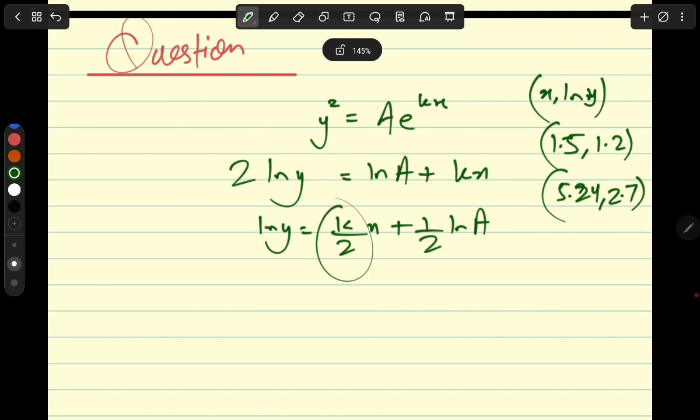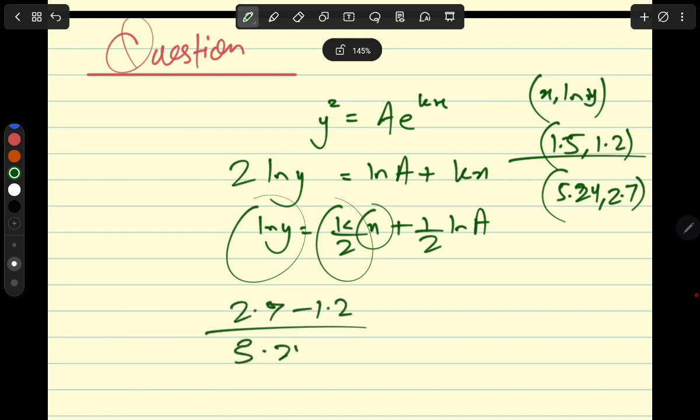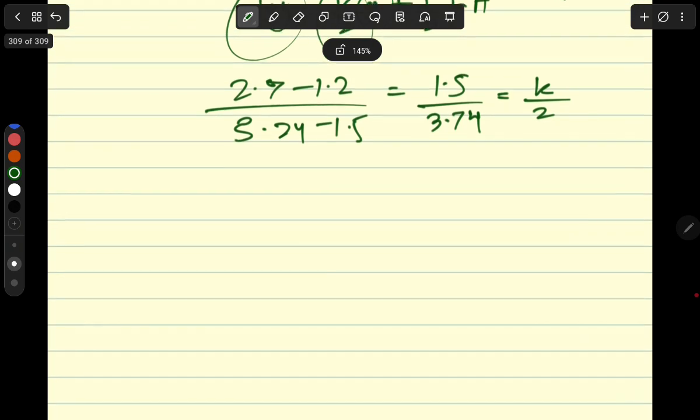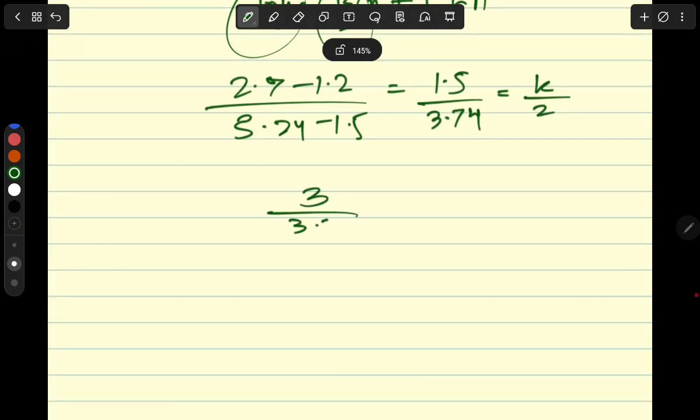Okay, now notice that this is the gradient of a straight line, right? Because we are plotting ln y against x, so this is nothing but a straight line. So let's take the gradient of the system. So this becomes 2.7 minus 1.2 over 5.24 minus 1.5 equals 1.5 over 3.74, which is the gradient, and the gradient is also k upon 2. So now let's do the cross multiplication. So this becomes 3 upon 3.74 equals k.